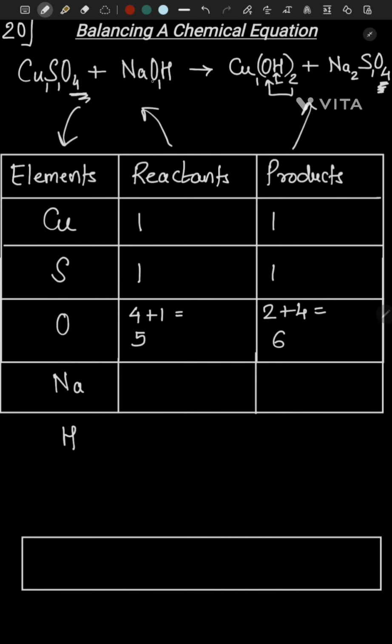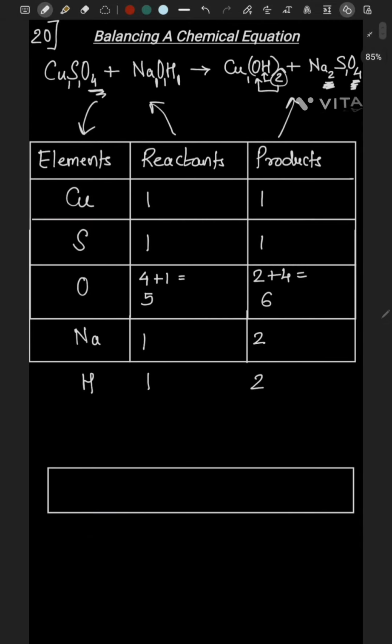Now finally we are going to take sodium. On the left hand side it is 1, so 1 atom of sodium, and here we have clearly 2 atoms of sodium. Last is hydrogen. On the reactant side we have 1 atom of hydrogen. On the product side we have 2 atoms of hydrogen. So we all know how to balance this because we have seen the pattern.